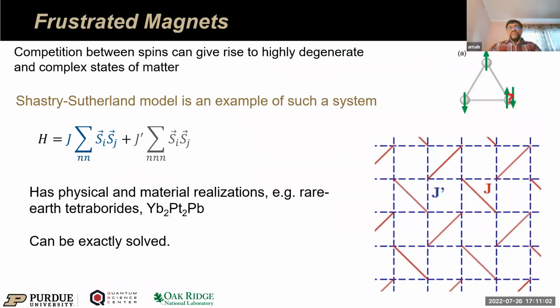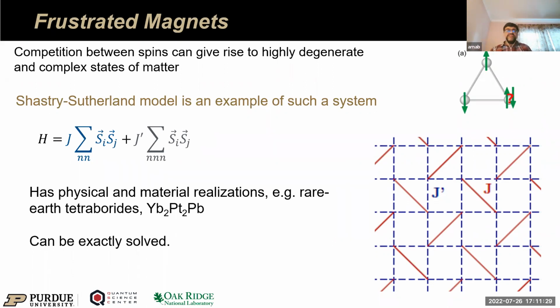So what we started working on is a simpler model called the Shastry-Sutherland model. The Shastry-Sutherland model is a frustrated lattice where you have two different kinds of magnetic interactions. One is these blue dotted lines, which are along a square, and then you have these red interconnects in between them. And as you would see, it is a frustrated lattice. I'll come to that a little bit more.